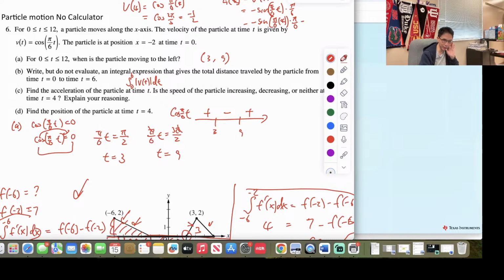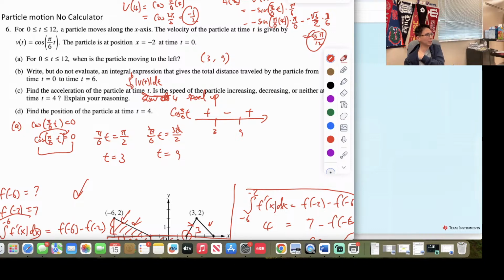Sine of 2 pi over 3 is square root 3 over 2, negative, times pi over 6. So it'll be negative square root 3 pi over 12. It's negative. So they're both negative. Are they slowing down? Oh, speeding up, sorry. Speeding up, because they're both negative, so this is negative, this is negative. That's going to give you a negative. Find the position at t equal to 4.